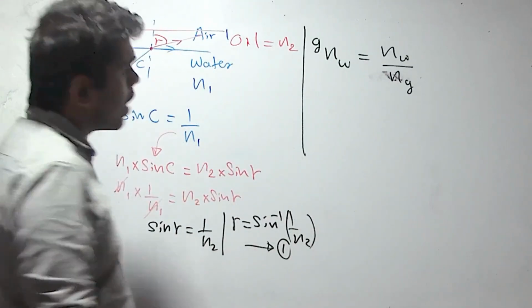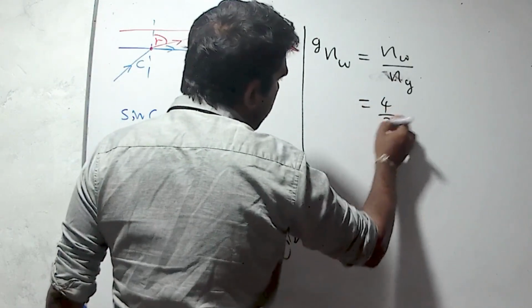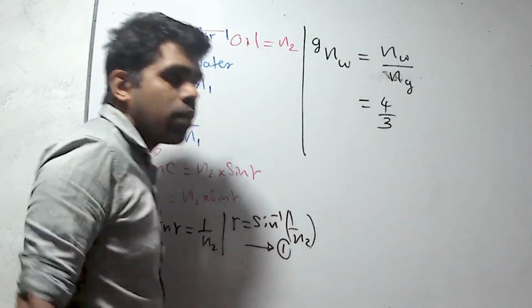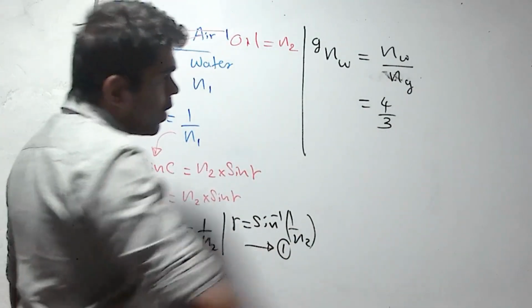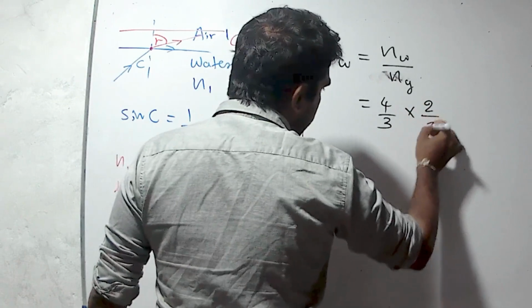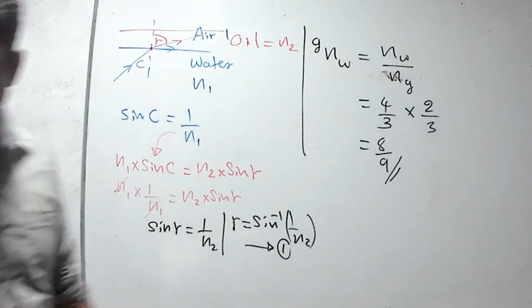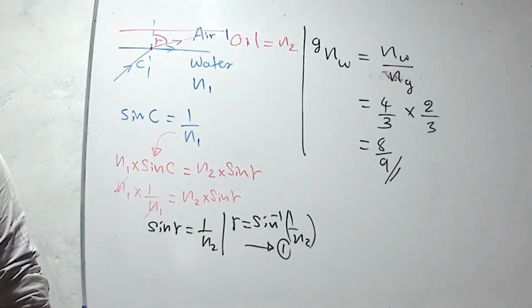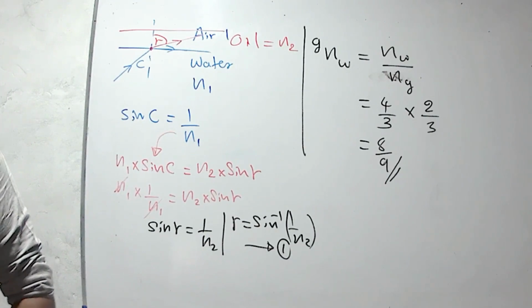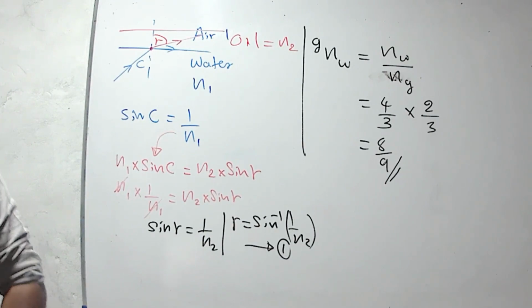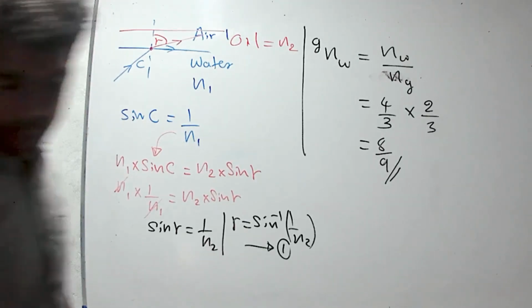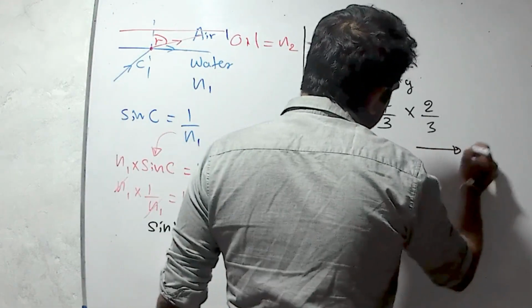The refractive index of water is given as 4 over 3. We have to divide by the refractive index of glass, 3 over 2. We can multiply by the reciprocal. Then 8 over 9 is the relative refractive index of glass relative to water. Then 8 over 9 is the third answer.